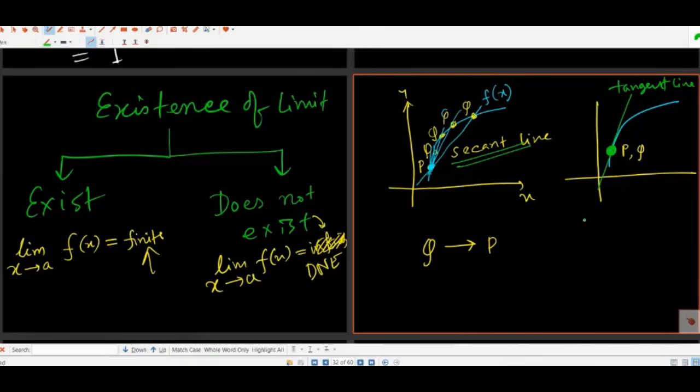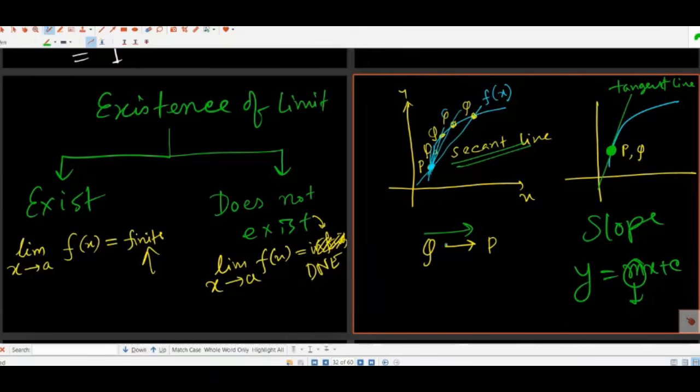From the concept of geometry, you know what slope is. Slope can be thought of as m equal to tan theta. Any line can be written as y equal to mx plus c, where m is the slope, which is also called the tangent. Whenever Q is approaching P, getting closer and closer to P, this is called the derivative. That means the slope of the tangent line at P is equal to the derivative.